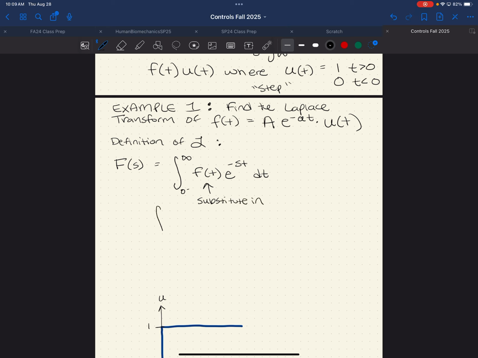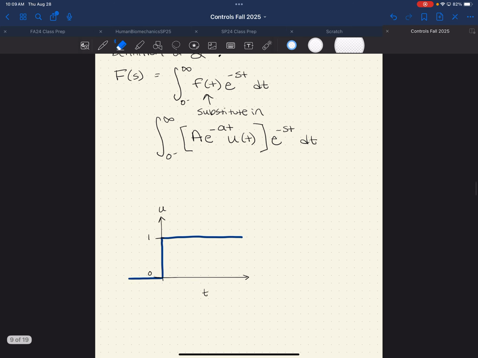We have an integral from 0 minus to infinity of, what is our f of t? Well, it's a e to the minus at u of t, all times that e to the minus st dt.